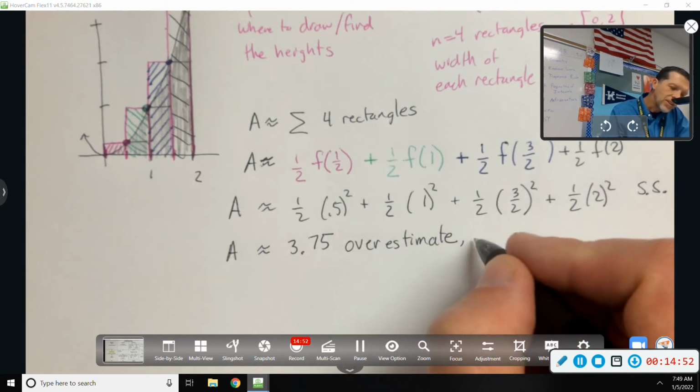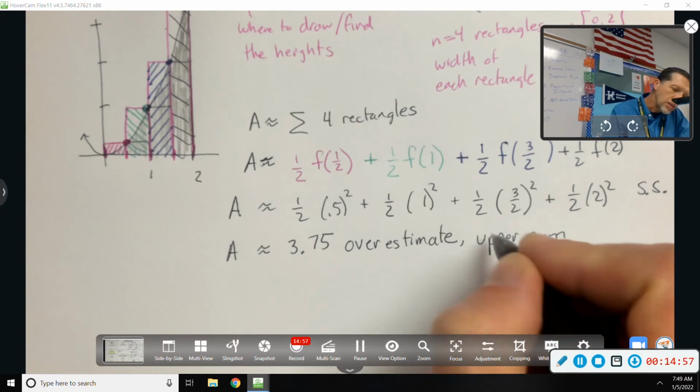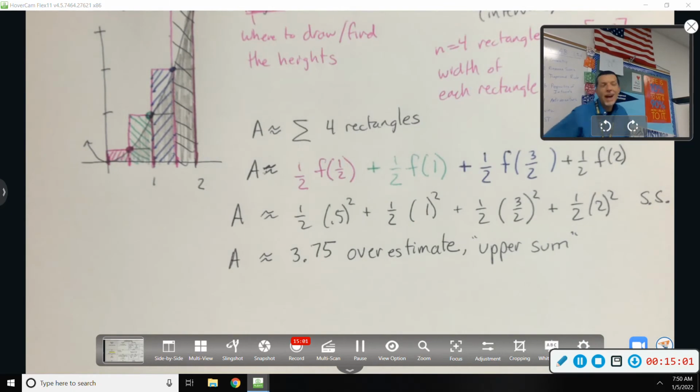And because it's an overestimate, we call it an upper sum. Meaning I don't know what the real sum is, but the real sum is not bigger than 3.75. The real sum is definitely lower than 3.75. I don't know what it is, but it's less than 3.75.